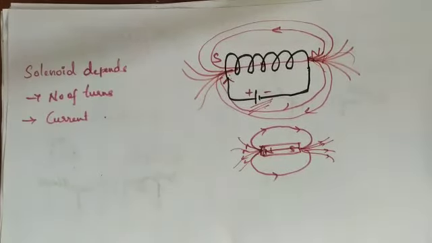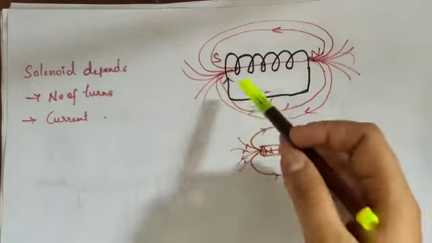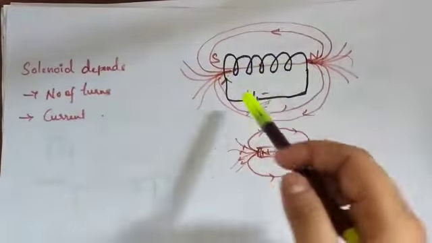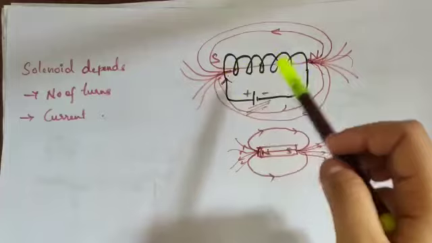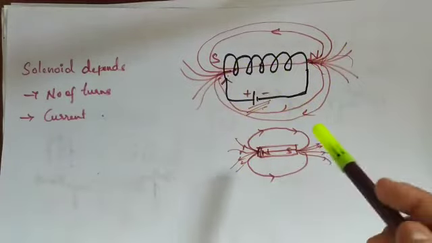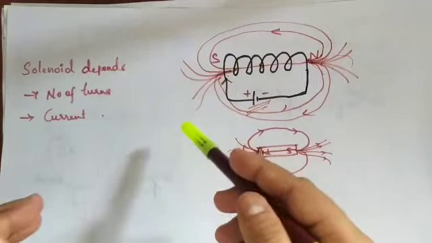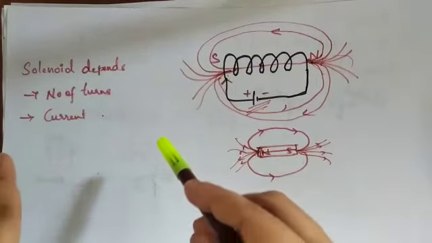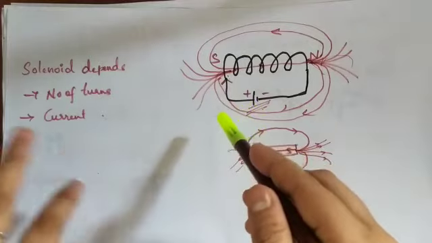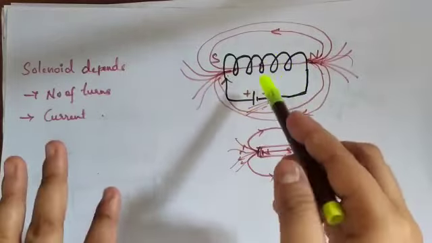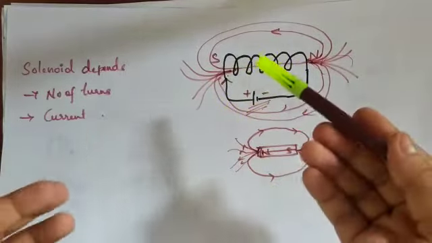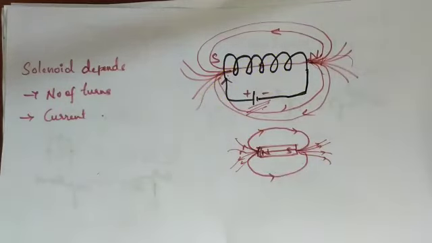Next, on what factors does the solenoid depend? Very important. The solenoid depends upon the number of turns. That means if we increase the turns here, then the magnetic effect of the solenoid will also increase, isn't it? If you have increased the turns, then the magnetic field will be more. And also current. Most important, it is current. What I have said previously: if the current is on, then only the solenoid will act like a magnet. If the current is not there, then the solenoid will not act like a magnet.